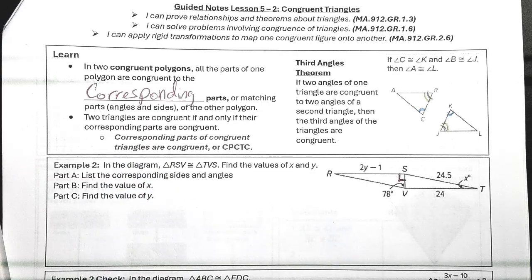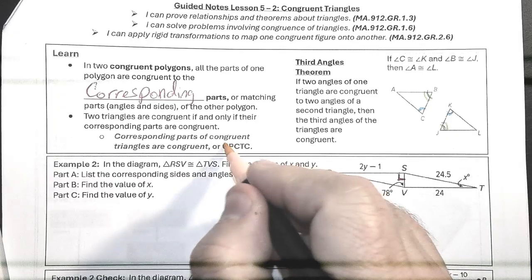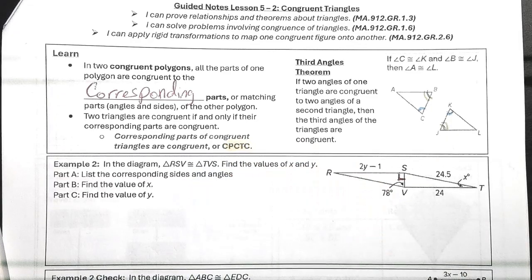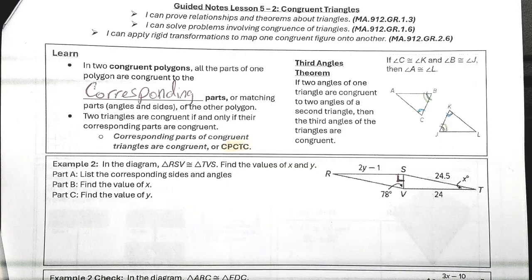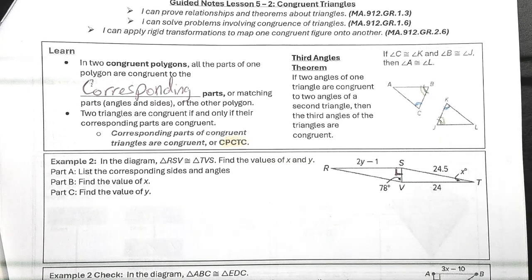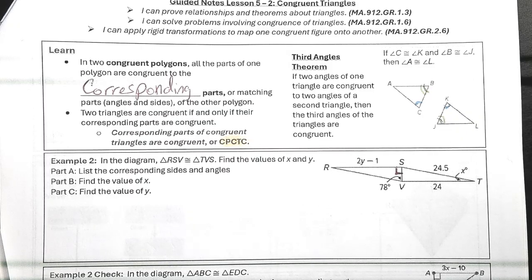Or CPCTC, and that's something you're going to hear me say the rest of the year. It's a very common reason in proofs. They love to give you just enough to prove the triangles congruent, or once you prove it's congruent, they throw something else at you, and the answer is simply CPCTC, or corresponding parts of congruent triangles are congruent.